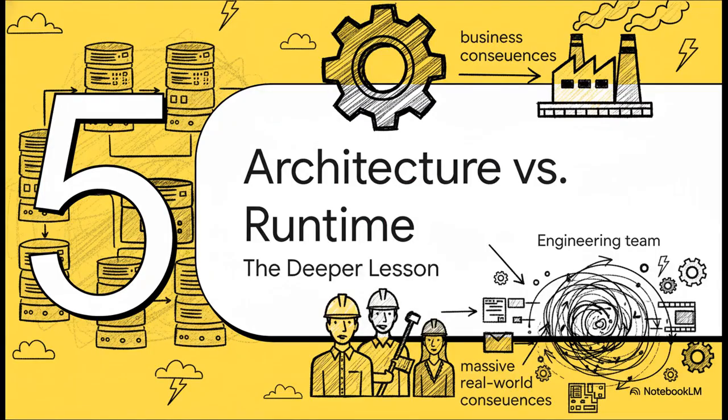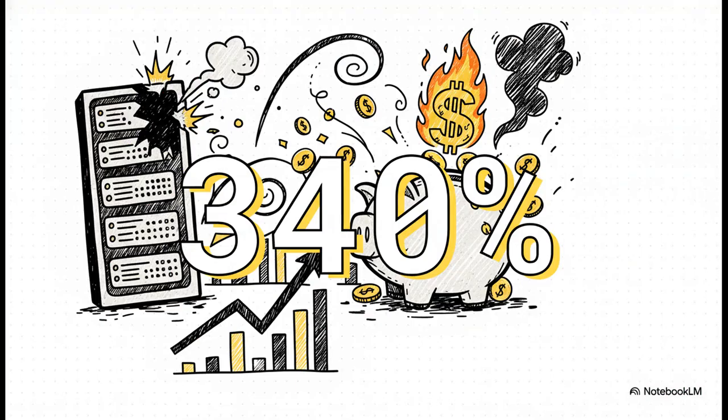All right, let's pull back for the big final lesson here. Because this isn't just some interesting technical puzzle. This is about a fundamental conflict that has massive, real-world consequences. And when I say real-world consequences, I mean cold, hard cash. During that 1 week of these scaling incidents, the team burned through 340% of their monthly infrastructure budget. Let that sink in. This isn't just an engineering problem, it's a financial one.